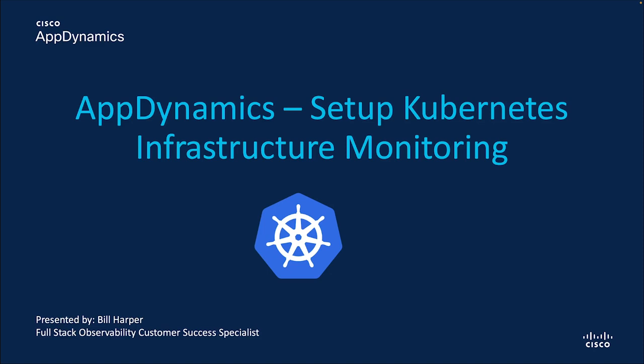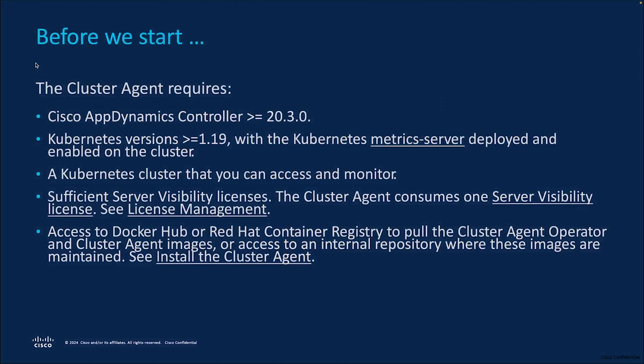What we'll be doing today is going through the setup of infrastructure monitoring for Kubernetes. And to do so, here's a couple requirements we have. You need to have an AppDynamics controller, obviously. You need to have a Kubernetes cluster. The Kubernetes metrics server needs to be deployed, but we'll walk through that in the installation process. You need to have sufficient licenses for AppDynamics.